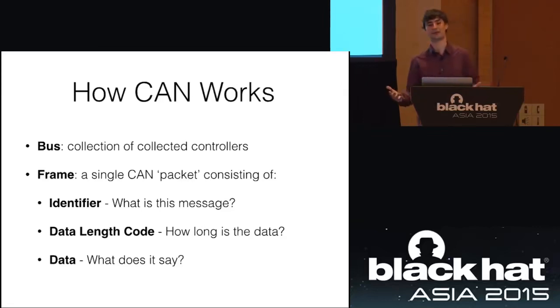Basically just a bunch of controllers connected together by CAN. It's a CAN bus. Great. A CAN frame is sort of a single data packet. It's sort of an atomic thing that you can send out on this bus. And every frame will have an identifier, a data length code, and data. So the identifier is just very simply, what is this message? What does it mean? The data length code, how long is the message, how many bytes? And finally, the data is the actual data.